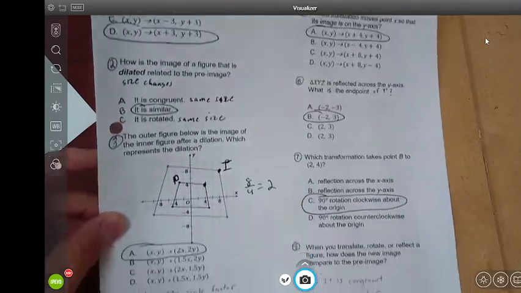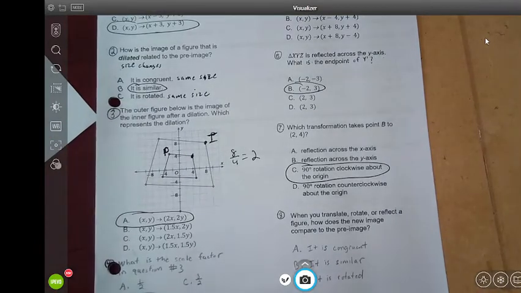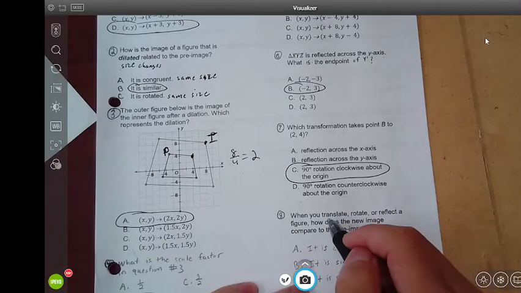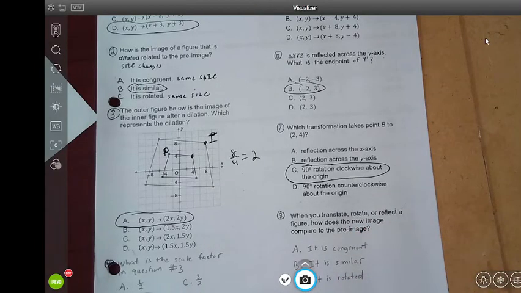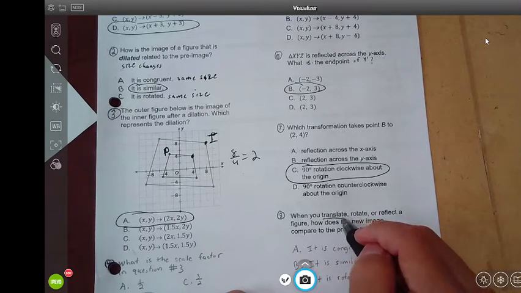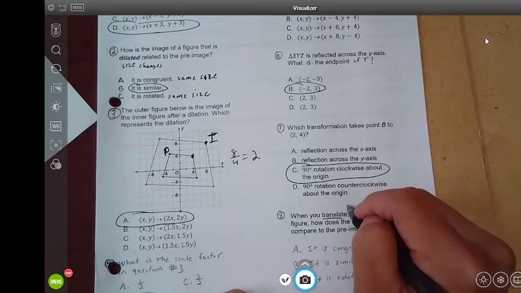Let's see, number 8. When you translate, rotate, or reflect, how does the new image compare to the pre-image? Okay, so remember from number 2, the only thing that changes the size is the dilations. The size all stays the same, right? For these, the size always stays the same.